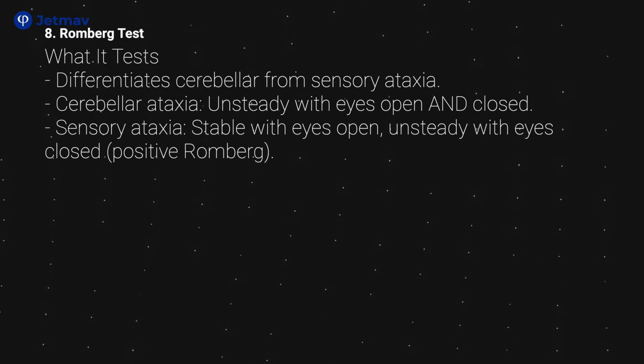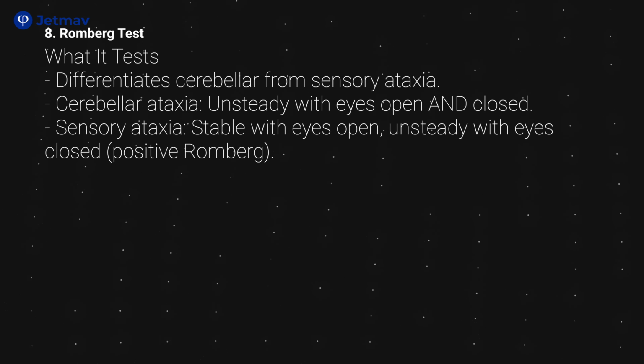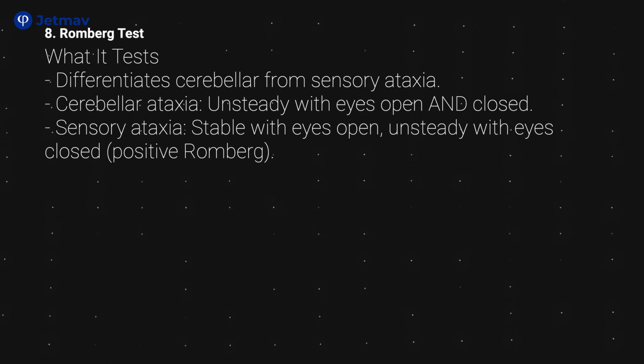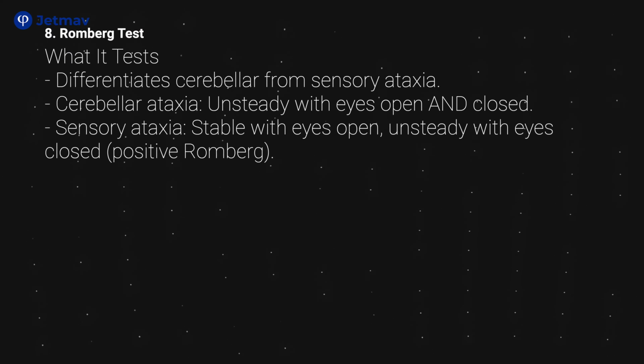In cerebellar ataxia, the patient is unstable with the eyes open and the eyes closed, whereas in sensory ataxia, the patient is stable with the eyes open but unsteady with the eyes closed. So this is the positive Romberg. The Romberg test helps us to differentiate between cerebellar and sensory ataxia, and it will conclude the cerebellar examination. So these are the 8 tests which we'll perform during cerebellar assessment.